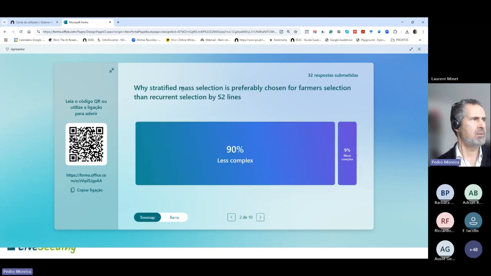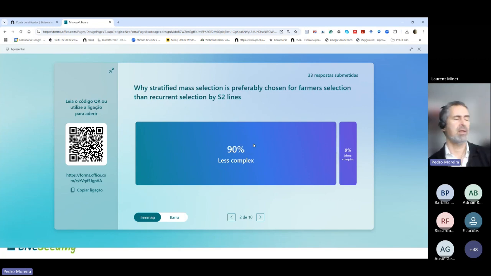So why is certified mass selection preferably chosen for farmer selection rather than recurrent selection by S2 lines? Yes, it's because it's less complex. You can do it. We have an example where breeders do their work on the farmer's field with the farmer. I leave this for our last session today, 3.4, but it's less complex.